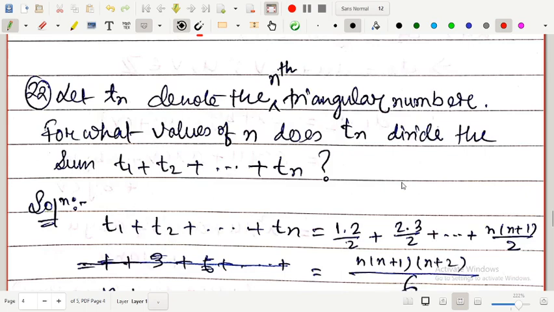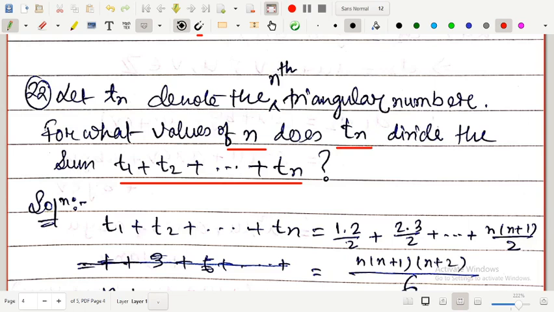Now the question is, let Tn denote the nth triangular number. For what values of n does Tn divide the sum T1 plus T2 plus T3 plus up to Tn? Fine. For what values of n, Tn divides the sum T1 plus T2 plus T3 plus up to Tn.